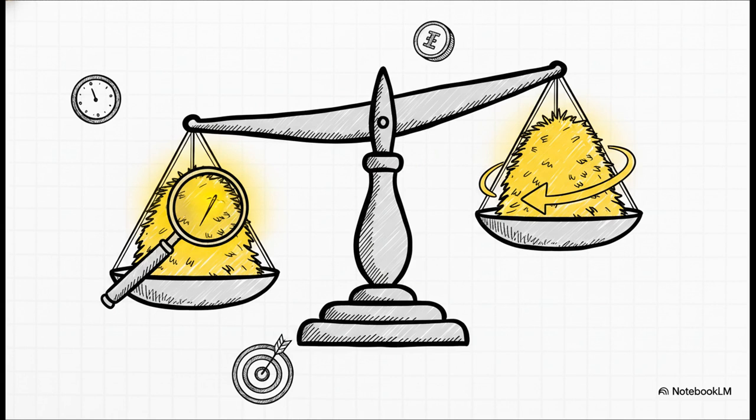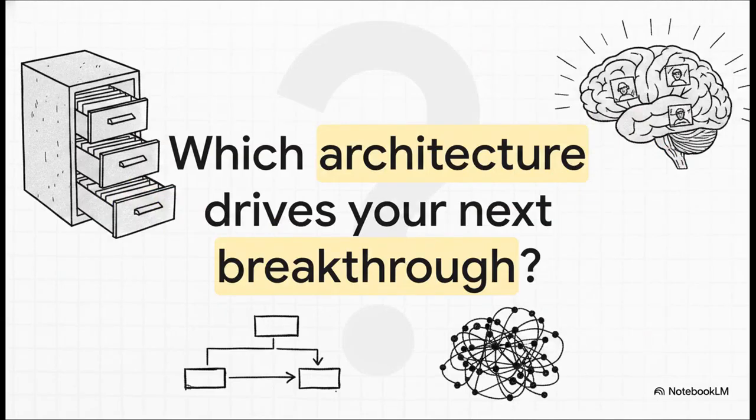Structured thinking leads to better AI. Which brings us to our final question. Which memory architecture will drive your next AI breakthrough? The way we manage AI memory isn't just some boring technical detail. It's the very foundation of how intelligent, accurate, and capable these systems will become. So think about your own projects right now. Are you building filing cabinets, or are you creating photographic memories?